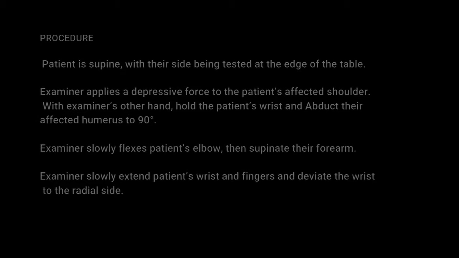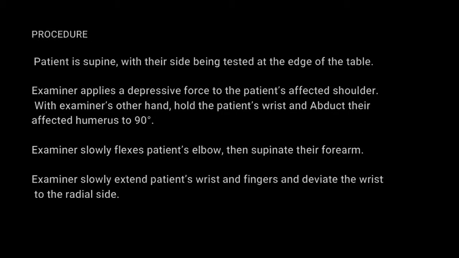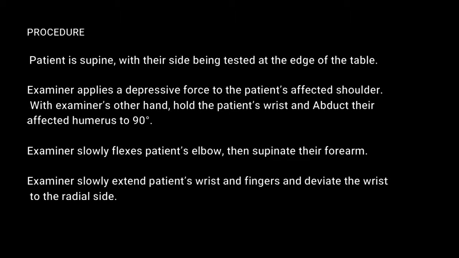Patient is supine, with their side being tested at the edge of the table. Examiner applies a depressive force to the patient's affected shoulder. With the examiner's other hand, hold the patient's wrist and abduct their affected humerus to 90 degrees. Examiner slowly flexes the patient's elbow, then supinates their forearm. Examiner slowly extends the patient's wrist and fingers and deviates the wrist to the radial side.